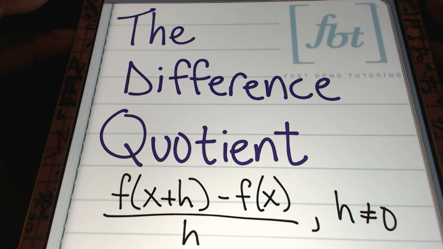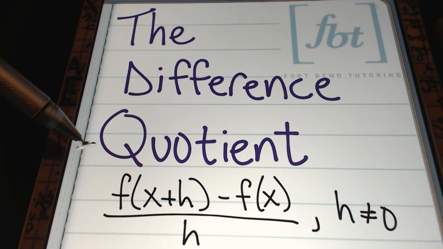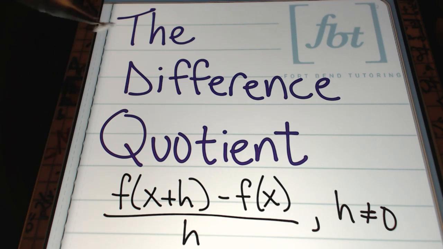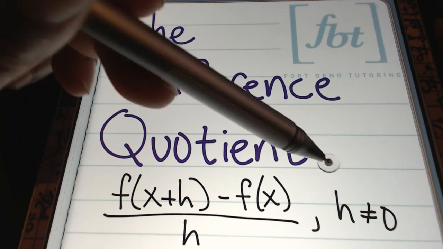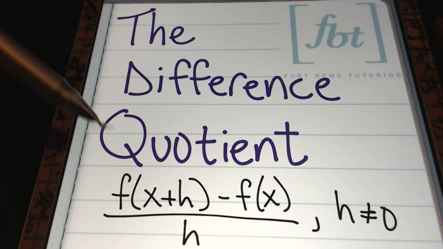We have the title, the difference quotient, and it is commonly seen as such: f of x plus h minus f of x, divided by h, where h cannot equal 0. Of course, h cannot equal 0 because that would make the whole thing undefined. So we have the difference quotient.